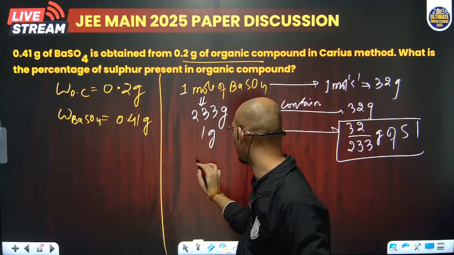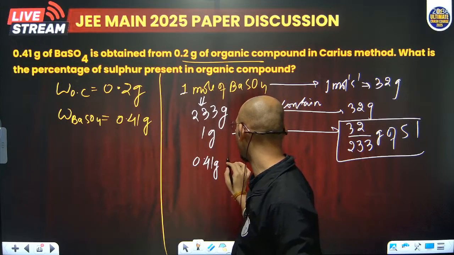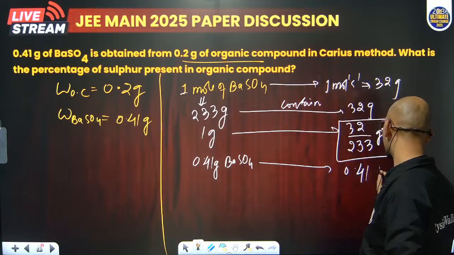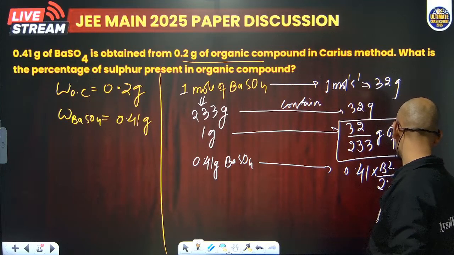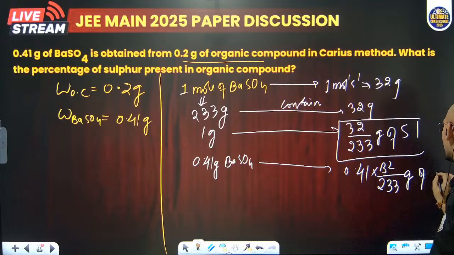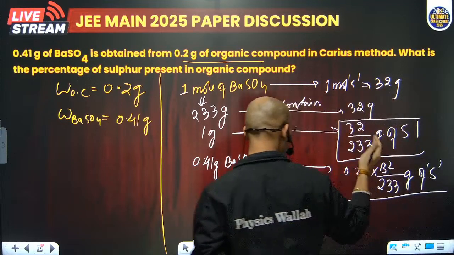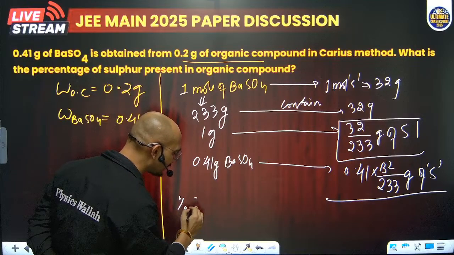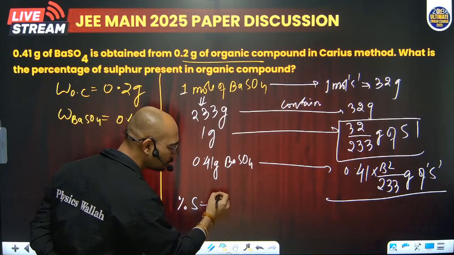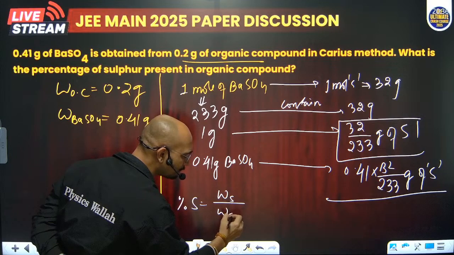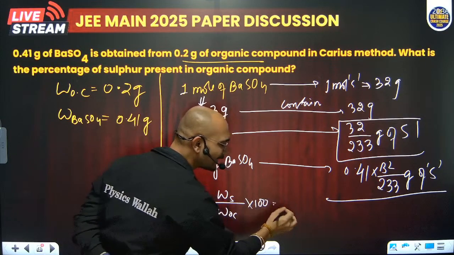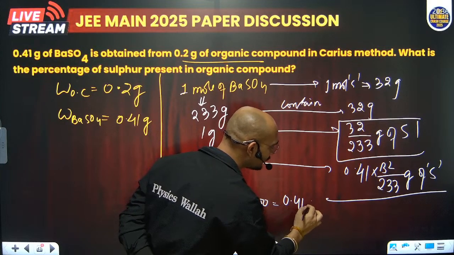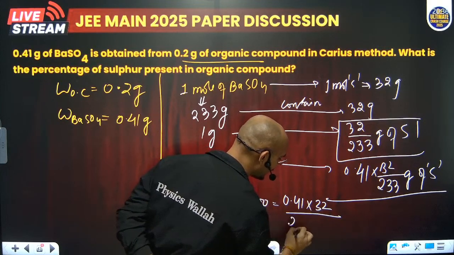We have got 0.41. So 0.41 gram of barium sulfate will contain 0.41 into 32 by 233 gram of sulfur. So this is the mass of sulfur. What is the percentage of anything? Percentage of mass of sulfur will be equal to mass of sulfur by mass of organic compound multiplied by 100. Easy. So here it is 0.41 into 32 divided by 233.